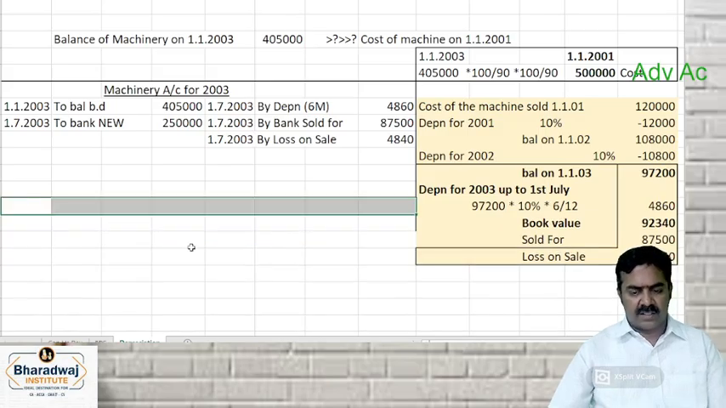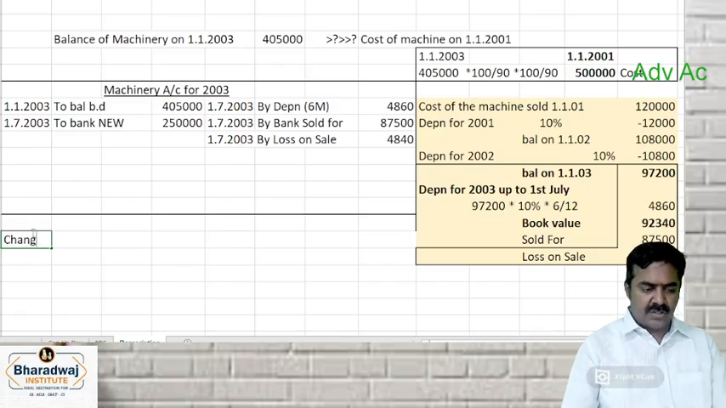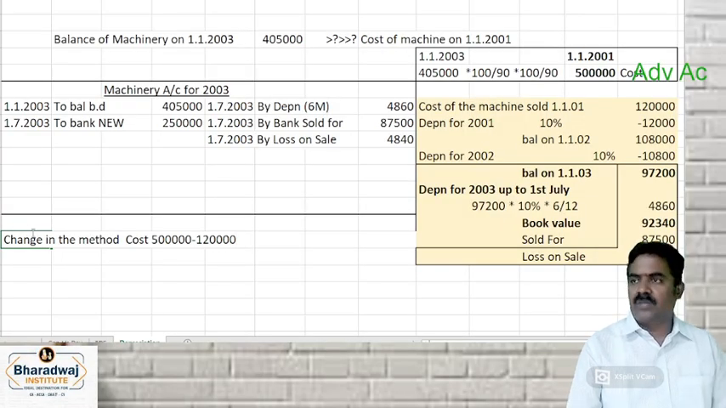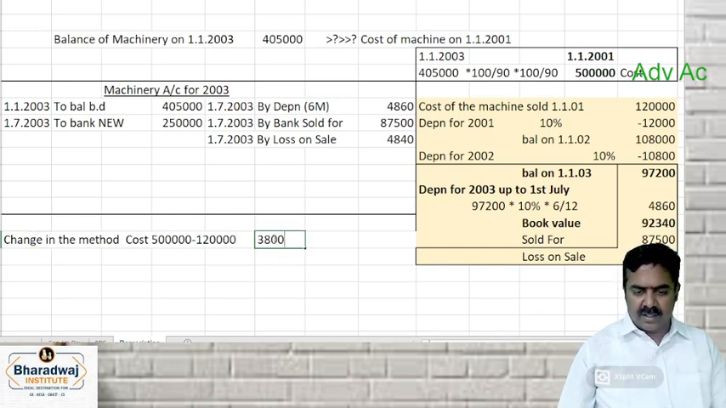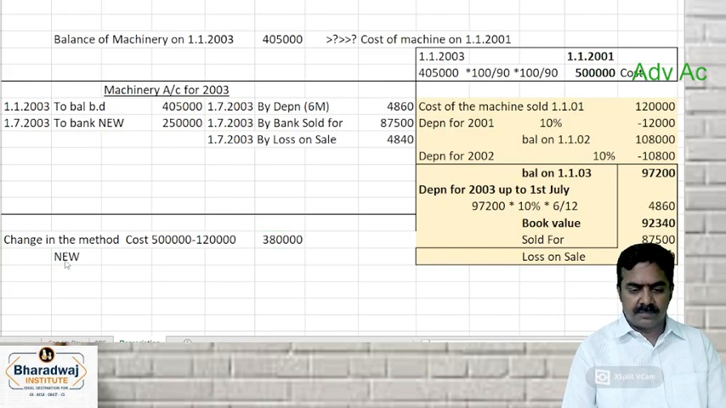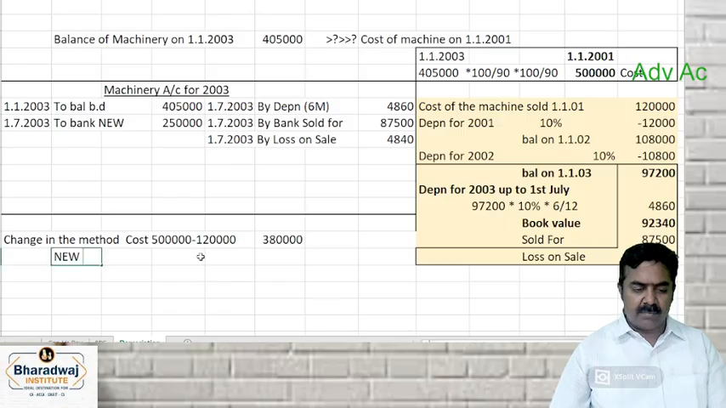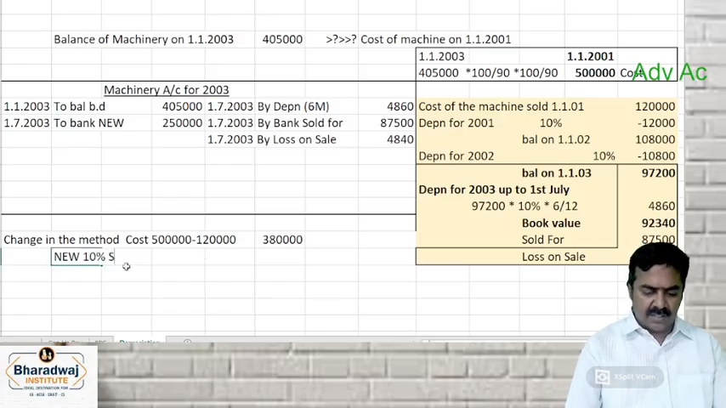Shall I proceed? Next, how to work out change in the method of depreciation? What was the cost of the asset? 5 lakh. What is the cost of the asset sold? So change in the method. Cost of asset out of 5 lakh minus 1 lakh 20 eliminate பண்ணிடணும். ஏன் 1 lakh 20 eliminate பண்ணிடணும்? Sold. அப்போ what is the cost? 3,80,000. What is the new method of depreciation? Which method? They want to change to 10% SLM. Same rate, 10% SLM.